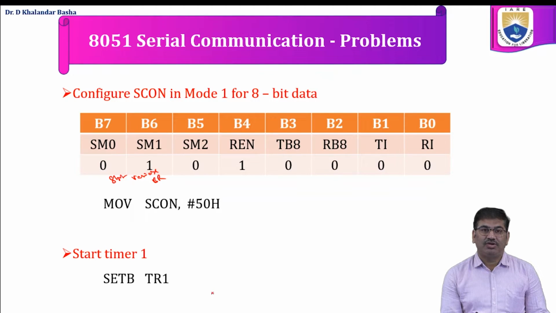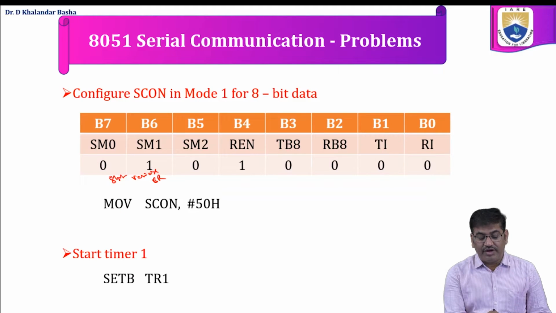As it is a single process, the SM2 bit is equivalent to 0. For enabling the receiver, REN is equivalent to 1. As it is only 8-bit transmission, TB8 and RB8 are don't cares, so we will write these bits as zeros. And TI and RI are generated by the internal hardware of the timers, so the default value we write is 0.